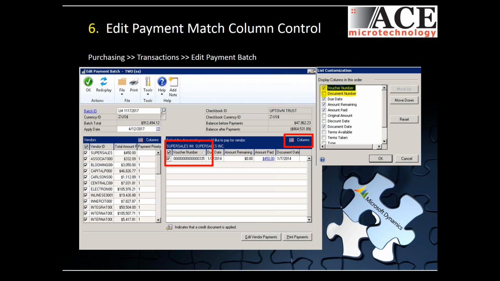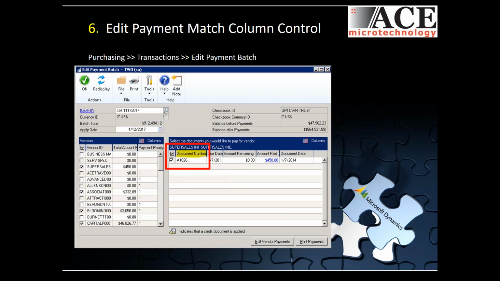Now, I don't know about you, but I don't really track by voucher number. I track by document number when I've got that document sitting in front of me. But you have a column button here on the right that pops up a list customization where you can uncheck the voucher number and check the document number. You can also add additional columns if you want to. Once you do that, it replaces the voucher number with the document number, and now I have something that actually matches the paper that's sitting in front of me, and I can move forward with my payments.